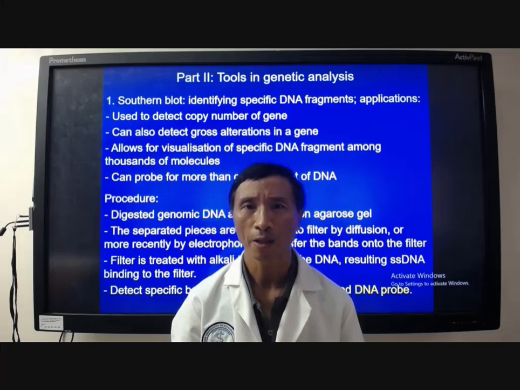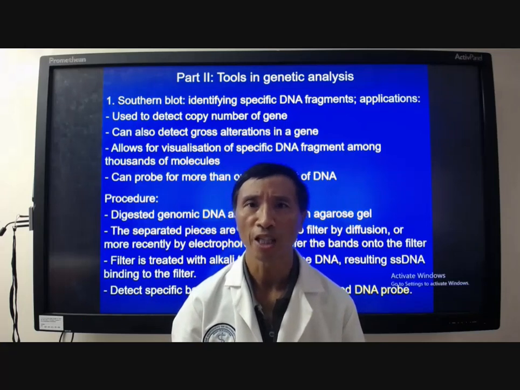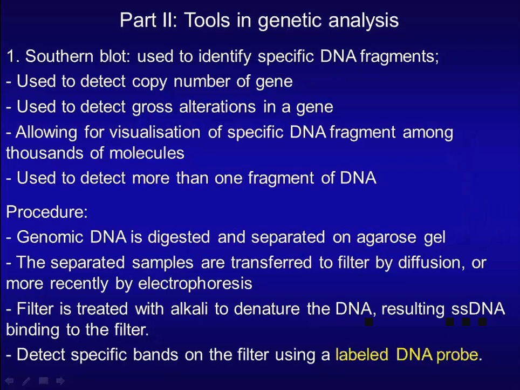Now, let's move to part 2. We will look at tools in genetic analysis. The first tool is Southern blot. Southern blot is used to identify specific DNA fragments. More specifically, it is used to detect copy number of gene. It is also used to detect gross alterations in the gene. It allows for visualization of specific DNA fragment among thousands of molecules. It can also be used to detect more than one fragment of DNA.